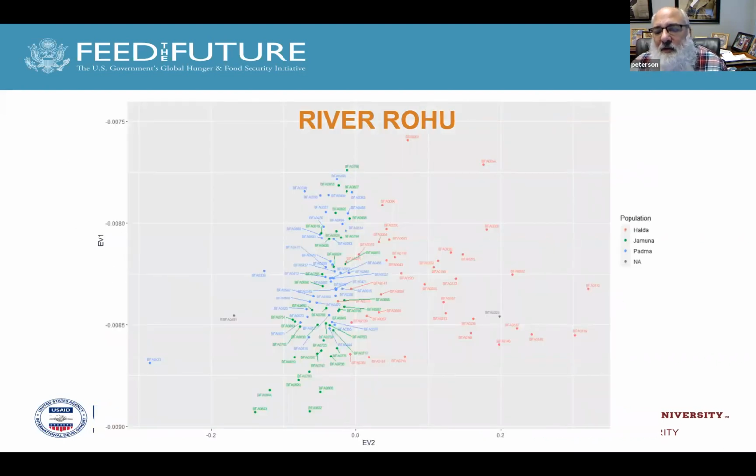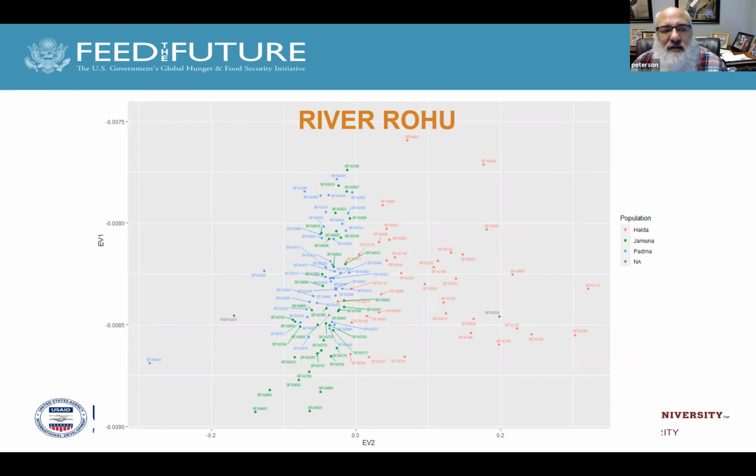We did another little study, which was based on fin clips that were taken from different fish, different rohu. And unfortunately, there wasn't a lot of phenotypic data. There wasn't a lot of data on the characteristics of the fish. But one of the things that we could do was look at the source of the fish. And the fish were taken from 3 different rivers: the Halda, the Jamuna, and the Padma River, which is shown over here to the right on this map. With Halda being red, Jamuna being green, and Padma being blue.